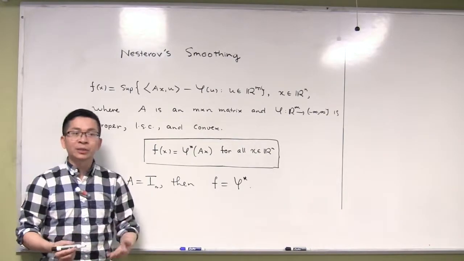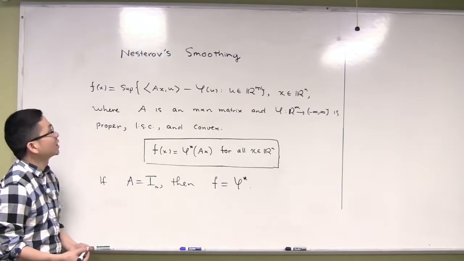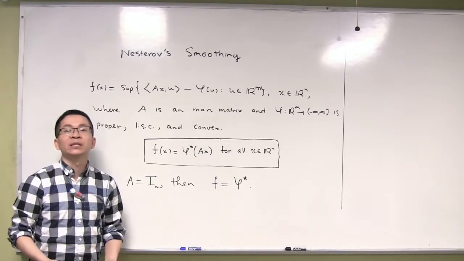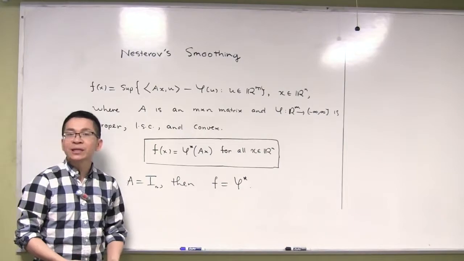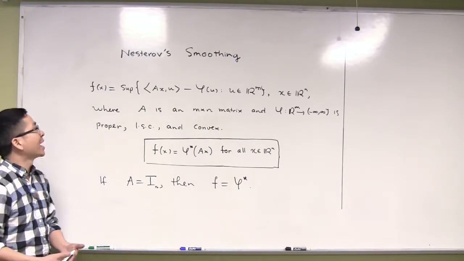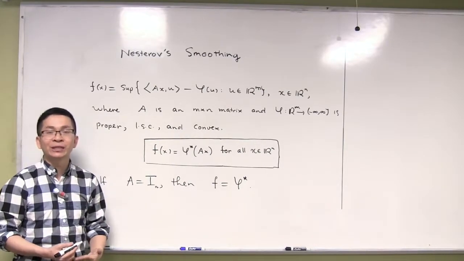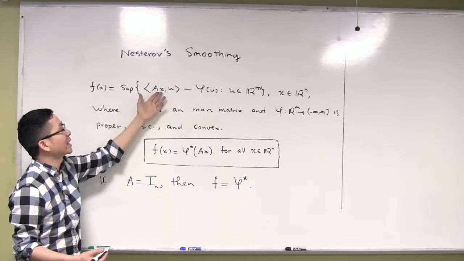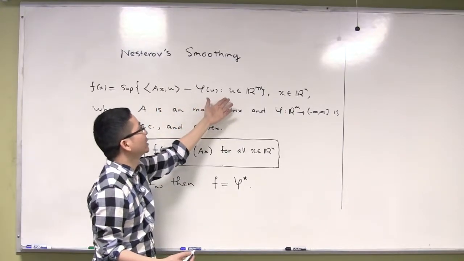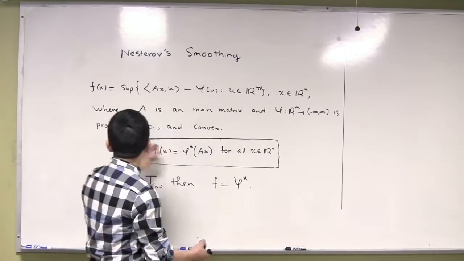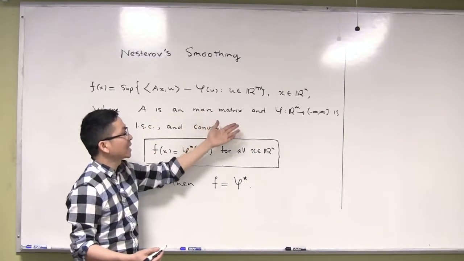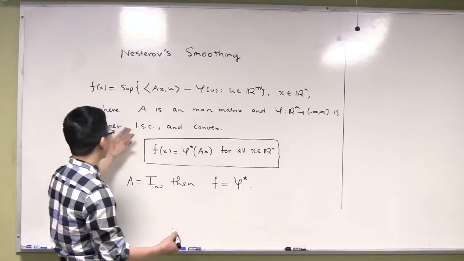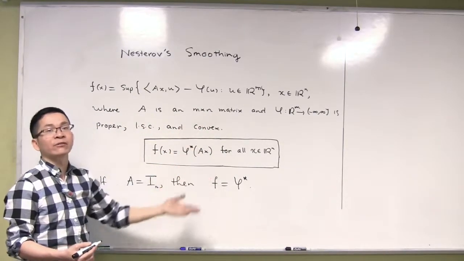Today I'm going to continue my previous lecture on Nesterov smoothing. Our goal is to find smooth approximations for non-smooth functions. As you can see from the previous lecture, many non-smooth functions can be written as follows. f of x is the supremum of the inner product of Ax and u minus phi of u, where u runs in R^m. Here, A is an m by n matrix, and phi from R^m to the extended real line is proper, lower semi-continuous, and convex.